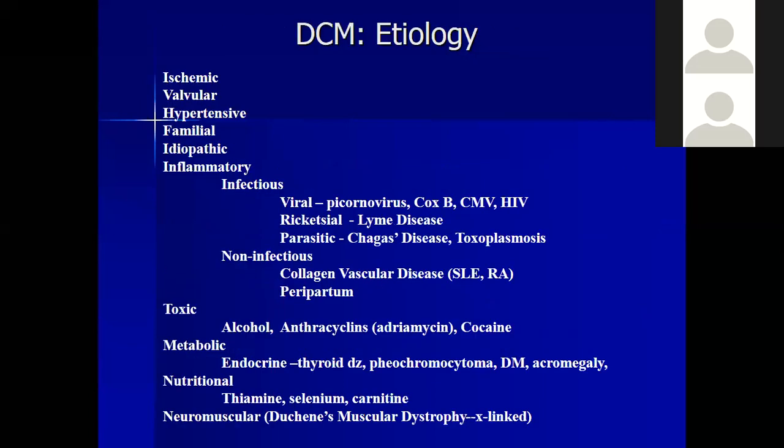So one by one we discuss, the most common is ischemic. That means you can have a myocardial infarction, stable angina, unstable angina. Cardiomyopathy could be due to ischemia, it could be valvular, so mitral valve disease, aortic valve disease, tricuspid or pulmonary valve disease. Hypertension, familial, idiopathic with unknown etiology.